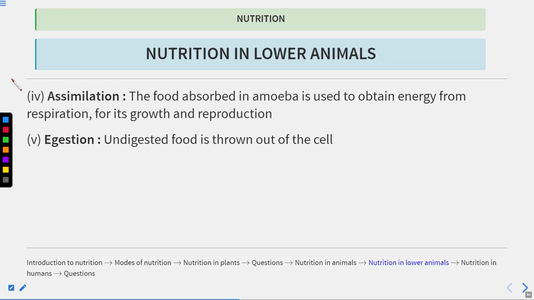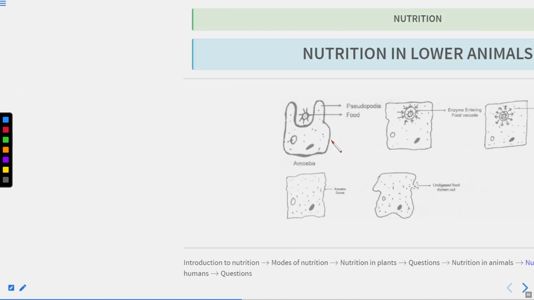Now next is assimilation. After absorption, we have assimilation. Here the food absorbed in the amoeba is used to obtain energy from respiration, for its growth and reproduction. Now in the end what happens? Egestion of the food material. This is also very important. The undigested food is thrown out of the cell into the environment.